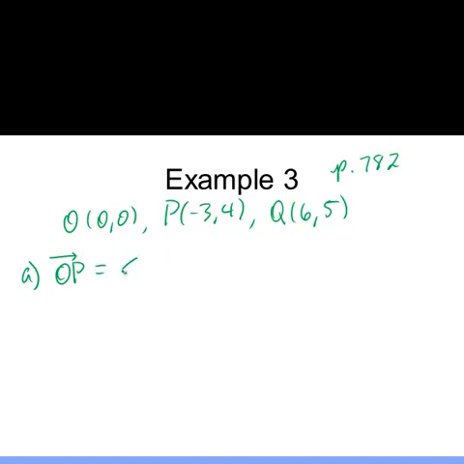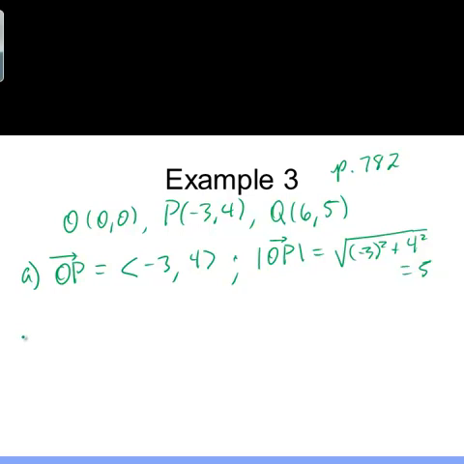Well, to get the x coordinate, we'll just take -3 minus 0, which is -3, and 4 minus 0, which is 4. All right, and then the magnitude of OP will be just the square root of -3 squared plus 4 squared, which is 5. So 5 is the magnitude of vector OP.